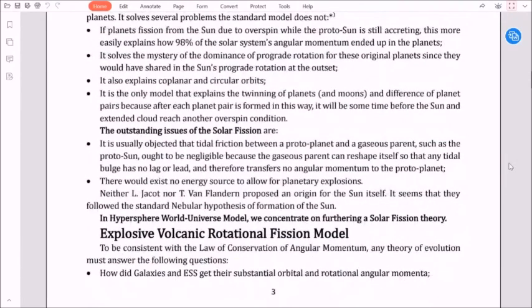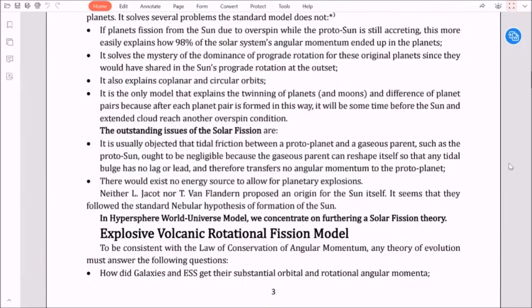If planets fission from the sun due to overspin while the protosun is still accreting, this more easily explains how 98% of the solar system's angular momentum ended up in the planets. It solves the mystery of the dominance of prograde rotation for these original planets, since they would have shared in the sun's prograde rotation at the outset. It also explains coplanar and circular orbits. It is the only model that explains the twinning of planets and moons and the difference of planet pairs, because after each planet pair is formed in this way, it will be some time before the sun and extended cloud reach another overspin condition.